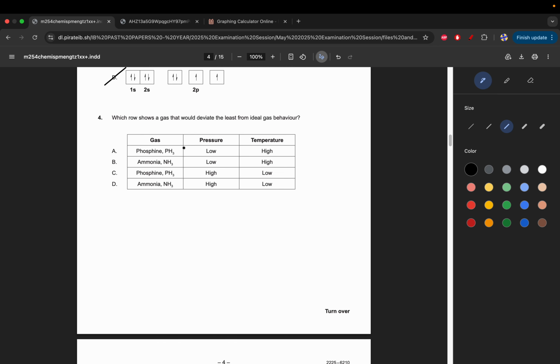Which row shows a gas that would deviate the least from ideal gas behavior? Okay, so the conditions in which, for pressure and temperature, where a real gas approximates an ideal gas is going to be high temperature and low pressure. So immediately we can rule out C and D.